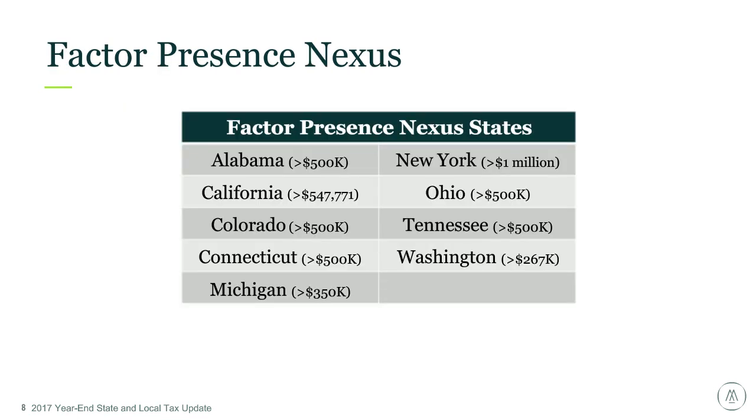So as I mentioned, the factor presence nexus, which is the threshold of sales at which a state will impose or assert nexus on a company, these are the states that currently have enacted those types of rules. And you can see California has an odd number of 547. As I mentioned, that's because it's indexed for inflation, and that will go up each year a few percentage points.